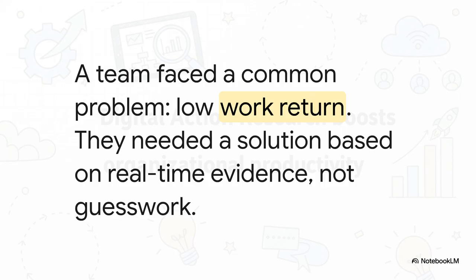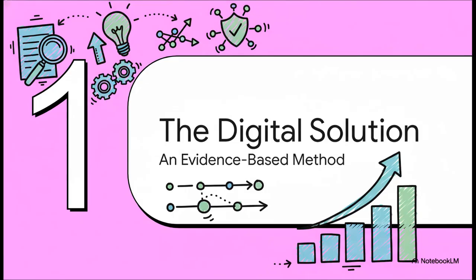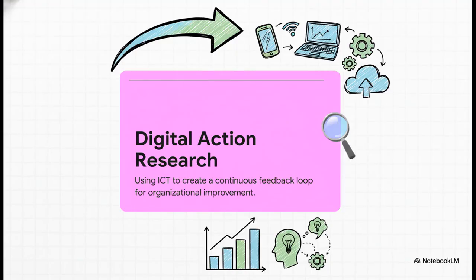Picture a team that was really struggling with what they called low work return. Basically, for all the time and effort they were putting in, the actual results just weren't there. They knew they needed a real solution, not just more guesswork. So instead of holding another round of meetings or just guessing what might work, this organization decided to try something different. They turned to a digital-first, evidence-based method to figure out exactly where the problem was. And that method is called digital action research.